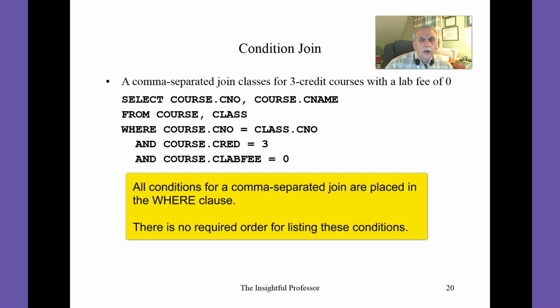The thing to note about this comma-separated join is the join condition and the filter conditions are all contained within the where clause. Although I've shown the join condition first, then the filter conditions, there's no requirement that the join condition be the first condition you express in a where clause.